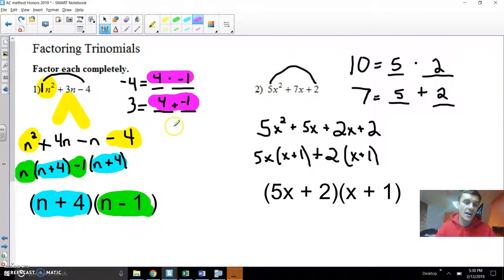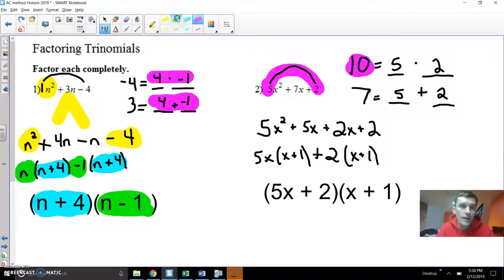Now that is not as smooth to take you to the final answer when there's a number in the front other than 1. So we call this one a coefficient of 1, and we call this a coefficient not of 1. So this coefficient is a 5, and we're going to start by multiplying 5 times 2, which is 10.